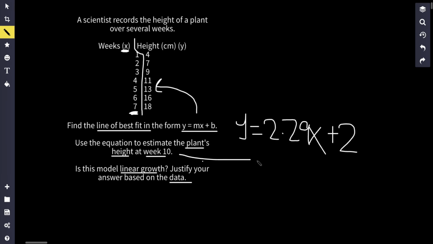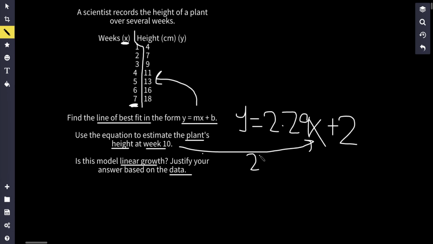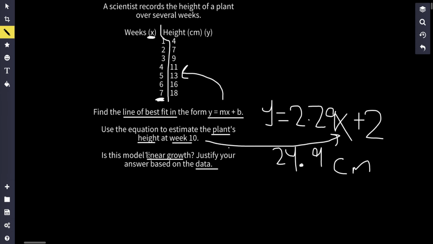So at week 10, I plug in 10 for x. So it's going to be 2.29 times 10, and then plus 2. So it's going to be 24.9 centimeters. If you plug this into your calculator, you get that. All right, is this model linear growth? Justify your answer based on the data.